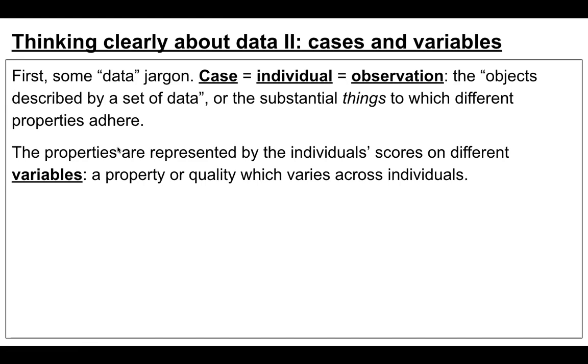The properties that are represented by people's scores, or just any observation's scores, are different variables. So a variable is basically a property or a quality that we care about, which varies across individuals. For instance, in the example I was just giving, education and income would be variables. And we typically think of those as columns. And by the way, you can have it done totally differently, where individuals are on the columns and the variables are on the rows, but almost no one organizes their data that way.